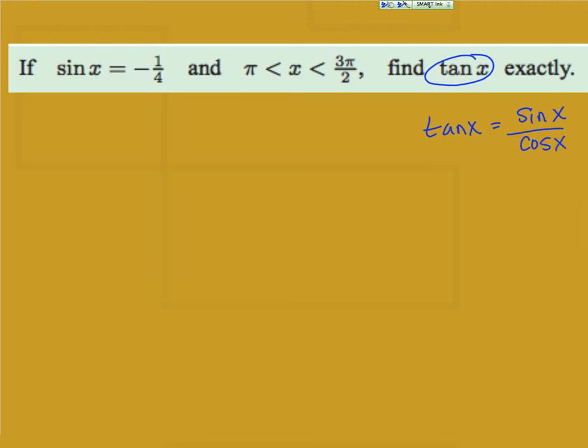So that is also in your packet. If you don't remember that, you can check your packet, or if you're like me and you have these doubts of, is it sine on top or is it cosine on top? If you have a doubt, just check your packet. So we already have sine, so we're going to have to find cosine in order to find tangent.